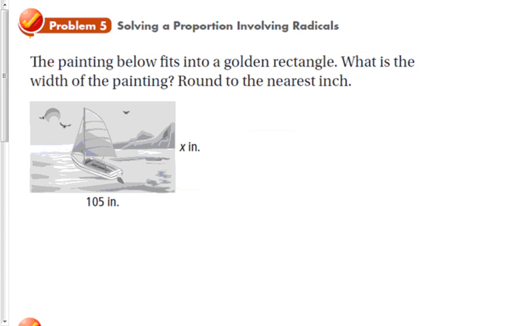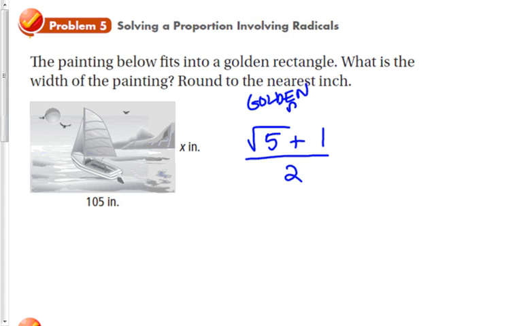All right, solving a proportion involving radicals. The painting below fits into the golden rectangle. What is the width of the painting? Round to the nearest inch. The golden rectangle has side lengths that fit into the golden ratio, and the golden ratio is the square root of 5 plus 1 over 2. So that's the golden ratio. All right, so this length to width has to equal that.